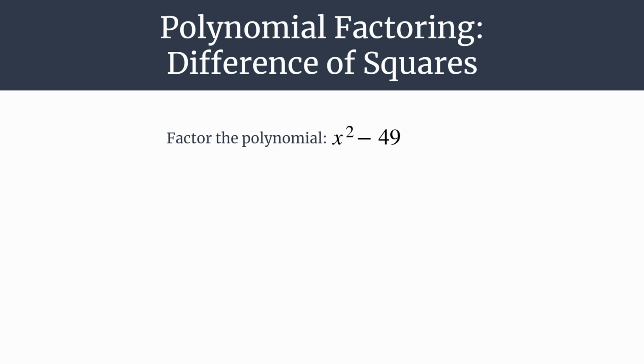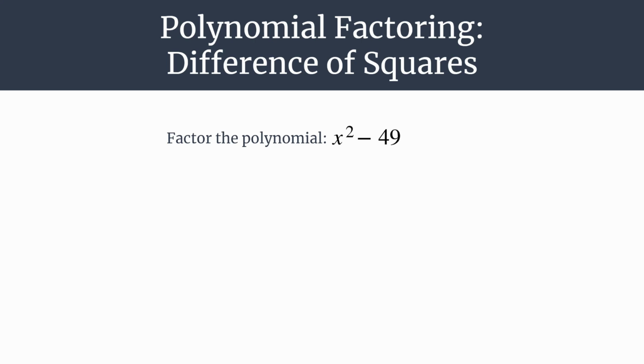So we have x squared, which is a perfect square. It's x squared. Our second term is 49. That's a perfect square as well. It's 7 squared. And we're subtracting x squared minus 49. So it is a difference of squares, and we can use this template.